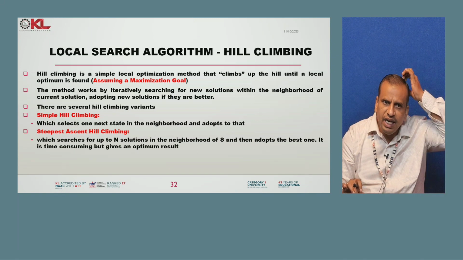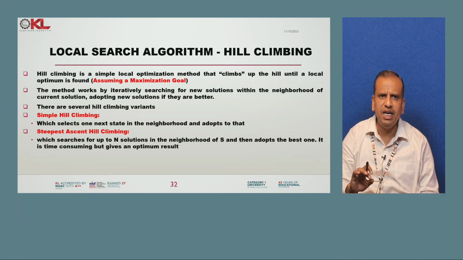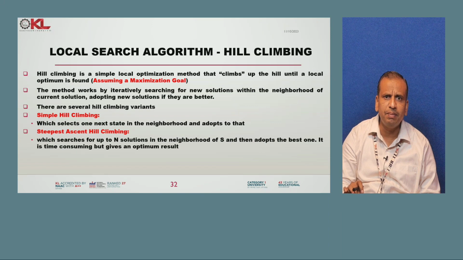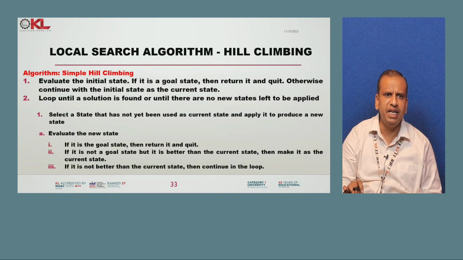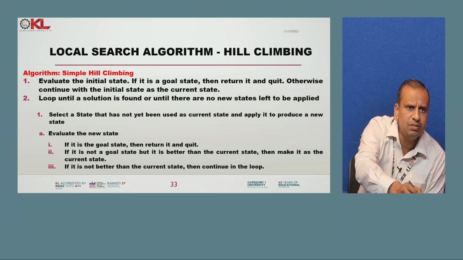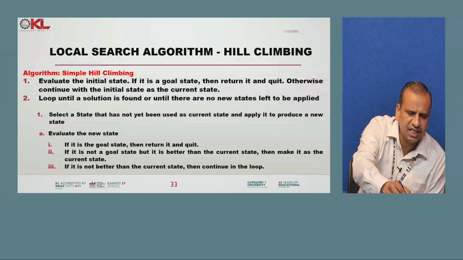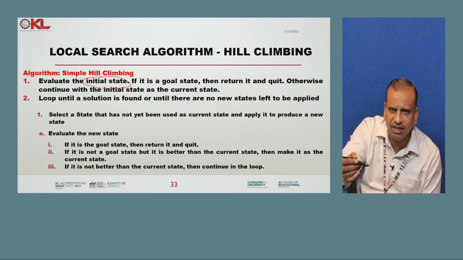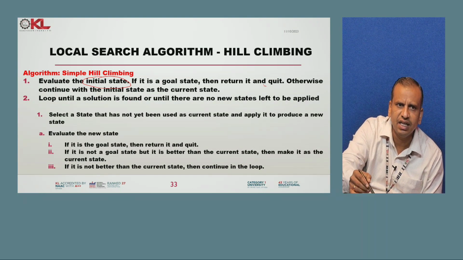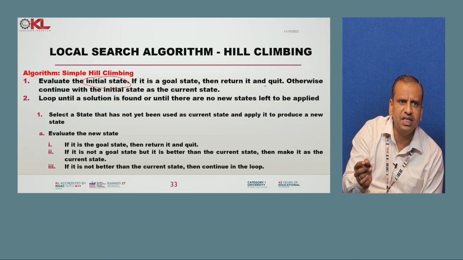Now hill climbing. How can we generate with hill climbing? Hill climbing is a simple local optimization technique, and it is used for maximization of a goal. For example, simple hill climbing and steepest hill climbing. We will deal with the following algorithm. Now look at the algorithm. Evaluate the initial state. First we find the initial state where we can start, and if it is a goal state, we quit. Otherwise we continue with the initial state as the current state.